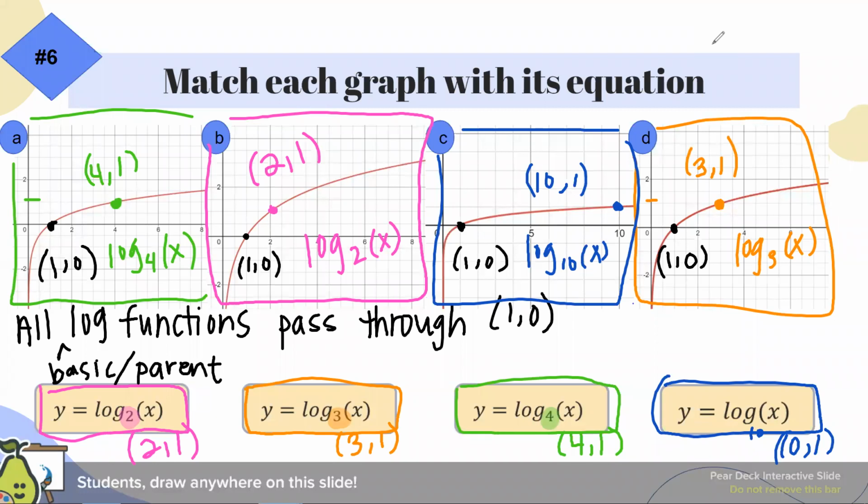So when you're looking to determine logs with different bases, the base to the first power is always a coordinate on your graph. So look for (base, 1), and that should be where your graph is going through.